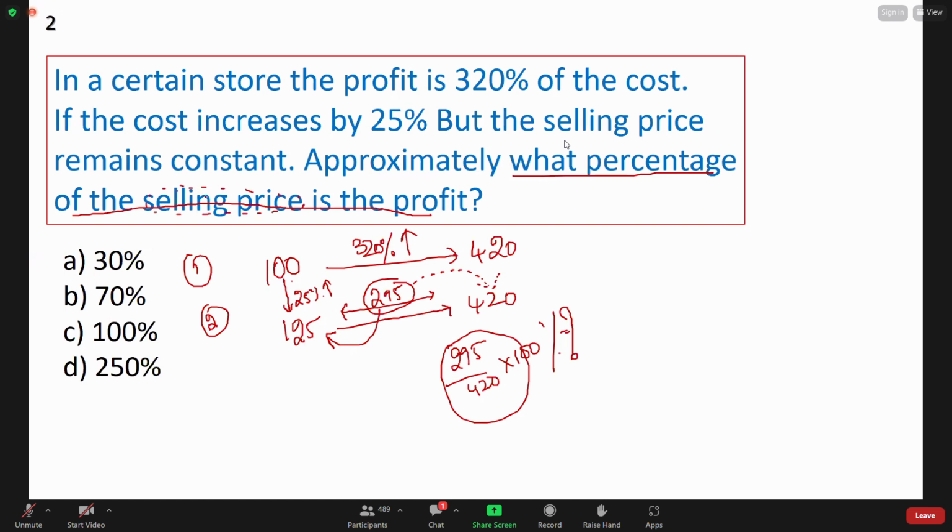We always match the profit percentage to the cost price. But in this question, it mentions to do it with the selling price. So 295 by 420 into 100. That is the percentage of profit based on the selling price.